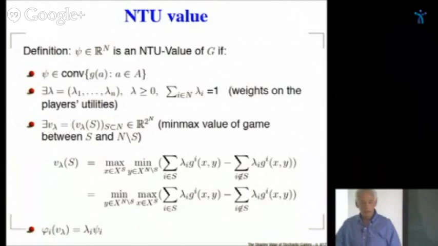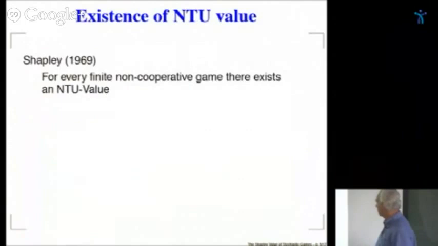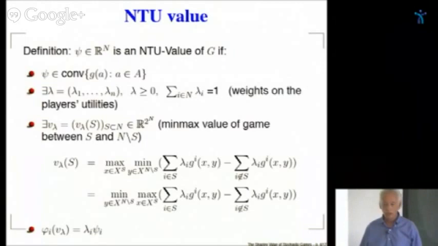There's no reason why the one should reside in the other. But the beautiful trick here is that because we're trying to do NTU, there's nothing that prevents us from changing the scale. And so the theorem of Shapley is that if we change the scale and we don't measure the utilities in the scale originally given, but we add a weight on the players' utilities, lambda 1, lambda 2, and lambda 3.